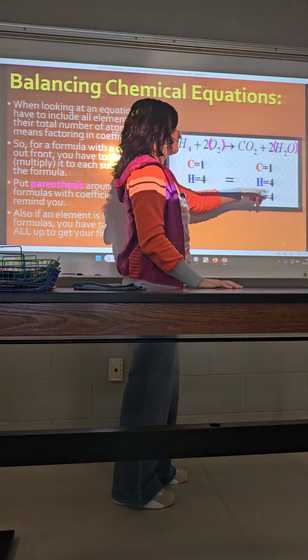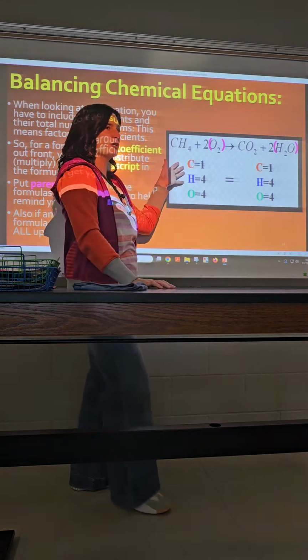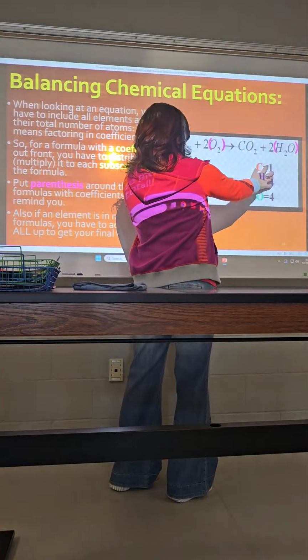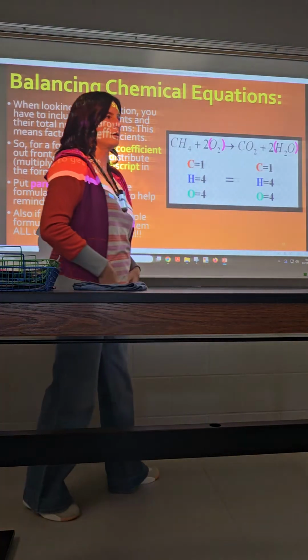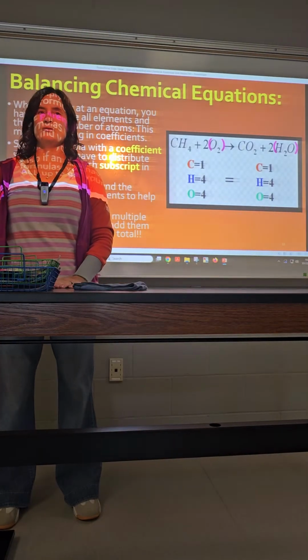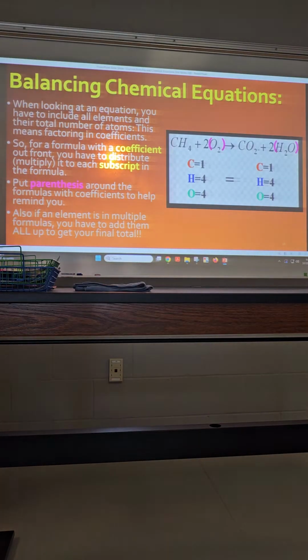But you're not changing, it's not like now you have an aluminum over here, or you have a nitrogen here, or you have a sulfur here that you don't have there, right? You have to have the same elements on each side, and you have to have the same number of each of those elements. That's the key. That's the whole reason why we have to do this balancing chemical equation stuff in the first place, right?